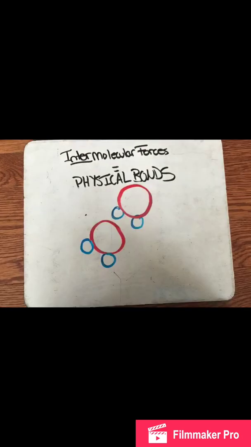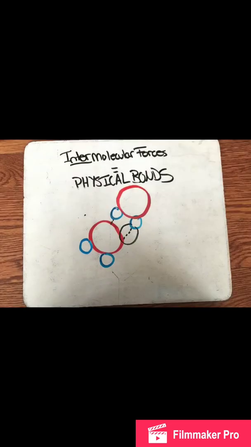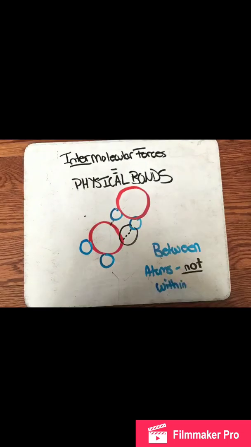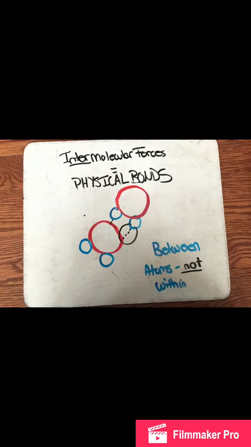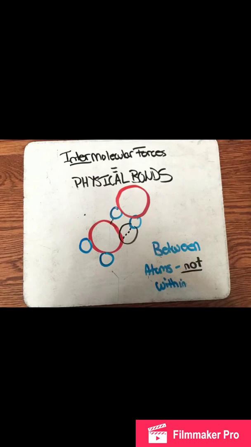Now there are 2. And now there's a little dotted line between the 2 different molecules, and this symbolizes an intermolecular force. So intermolecular forces are between 2 atoms of 2 different molecules, not within one molecule between different atoms. So the thing to remember here is that intermolecular forces are physical and they are between 2 different molecules.